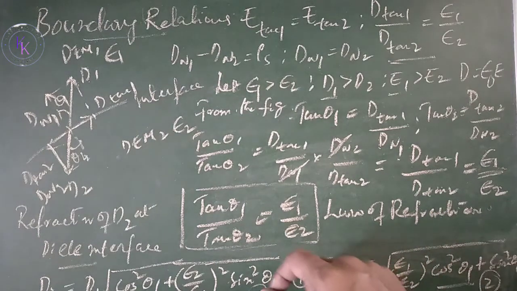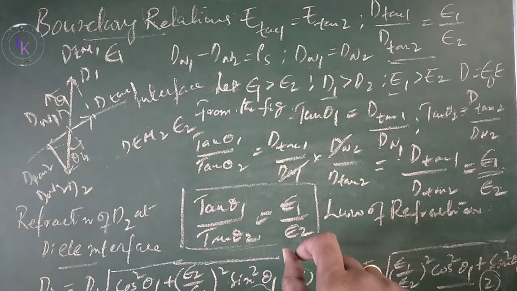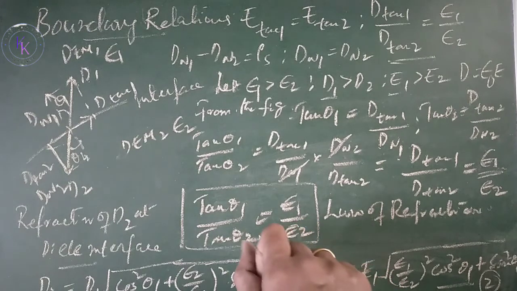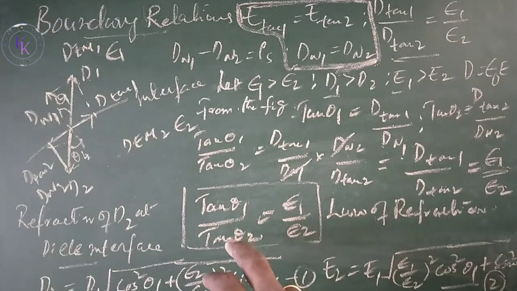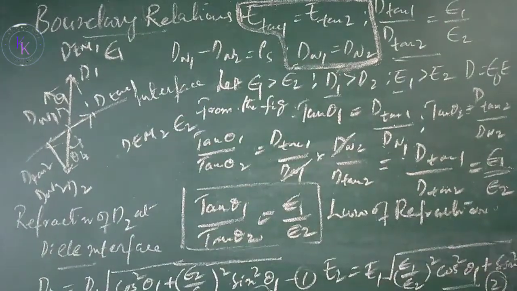From all this discussion, we can say that D is larger in the region of large permittivity, E is larger in the region of smaller permittivity, and it is possible to find the field on any side of the boundary if the other side is known. Our boundary relation for dielectric material is given by this.